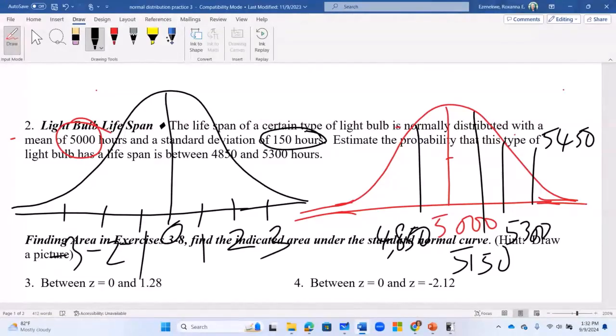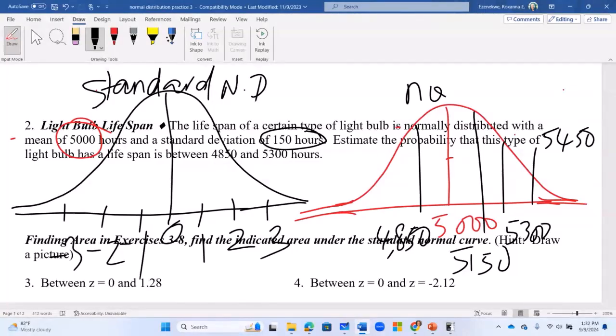Whenever you standardize the raw scores, this is the standard normal distribution. The mean is 0, the standard deviation is 1. This is a normal distribution, just a normal distribution.